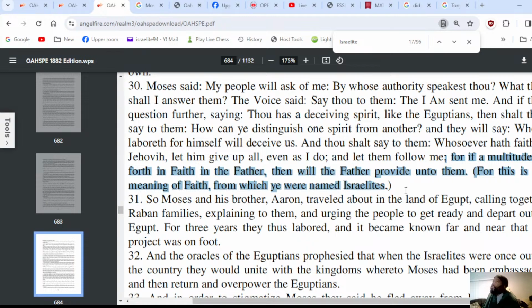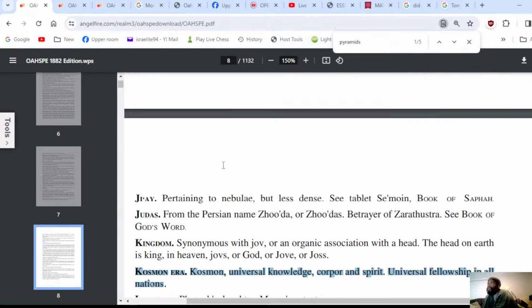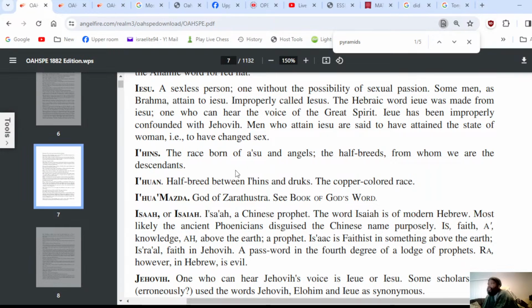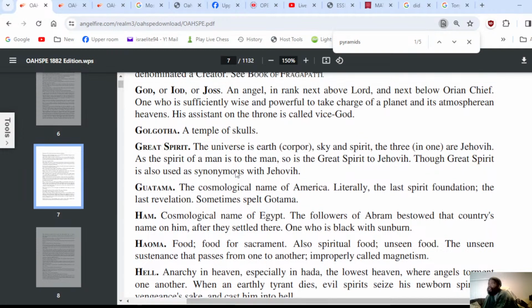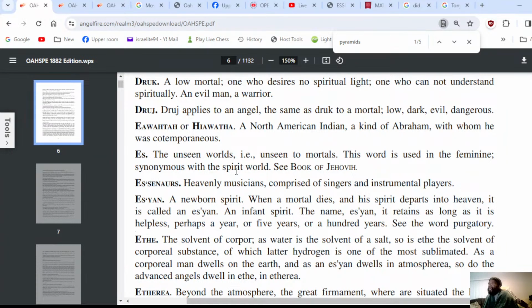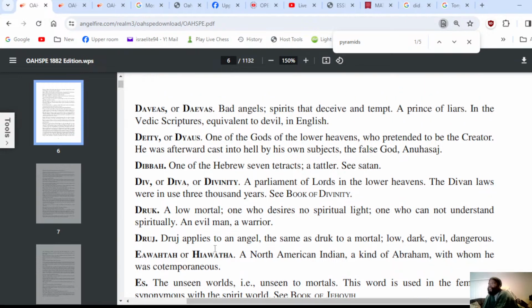Let me see, I need to assign a name for people who are not Israelites, people who are not spiritualites, people who are not faithists. I need to assign a name to them. Let me go to the glossary. I need a name for these people. Oh, there it is right there.